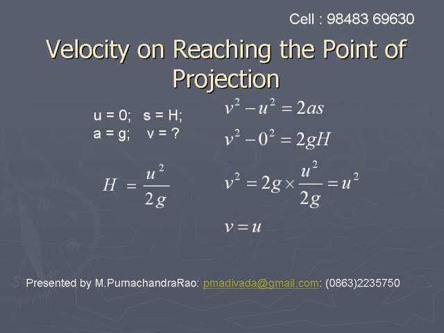So the body returns to the ground with the velocity u, but the direction of the velocity will be in the downward direction. Initial velocity, projected velocity is in the upward direction. The velocity on reaching the ground will be in the downward direction, but its magnitude is u.